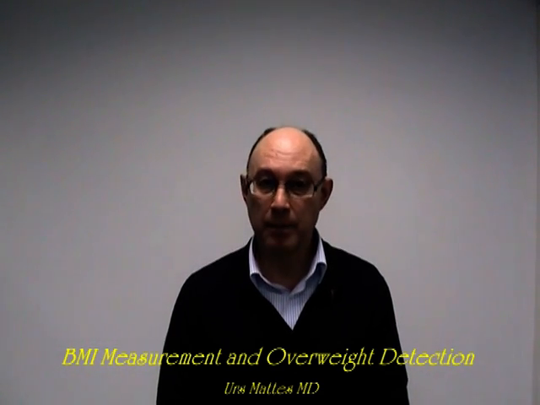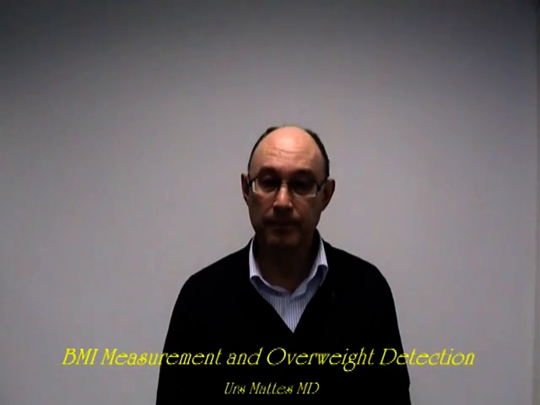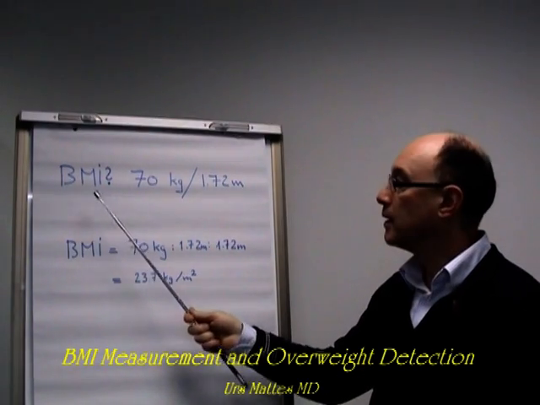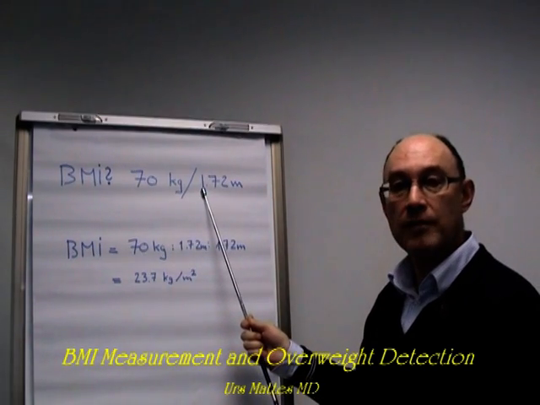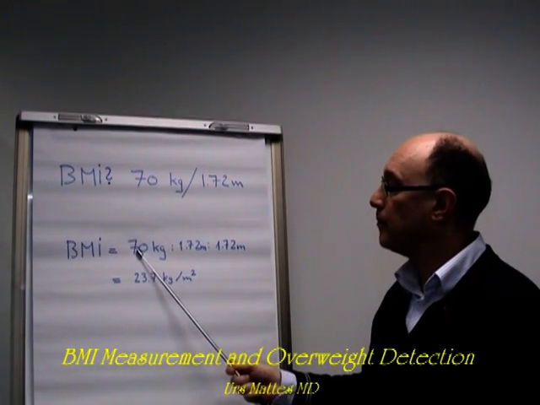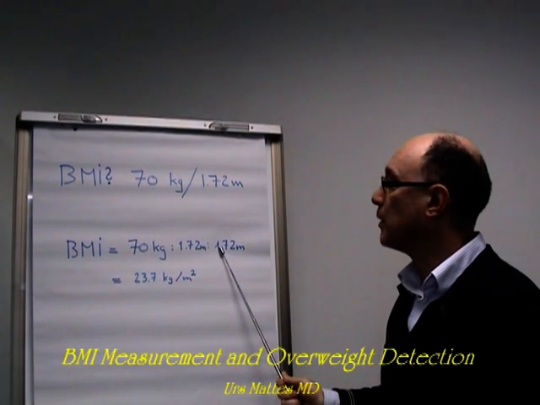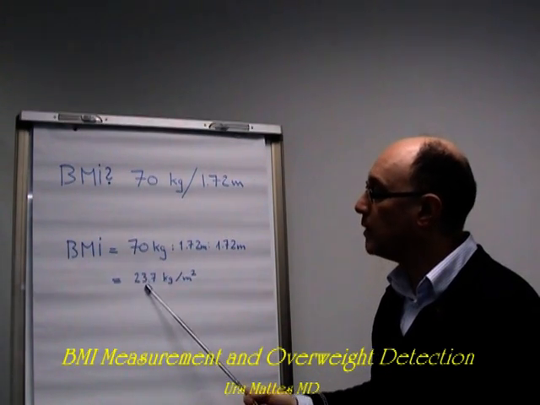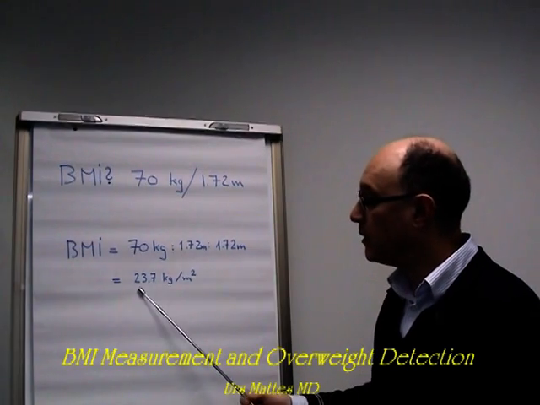Let us present one example. First, you need a weight scale and a ruler to calculate your BMI. Our task is to measure the BMI value. The person is 70 kg heavy and has a height of 1.72 meters. So what is the BMI? You divide 70 kg by 1.72 meters one time and another time divided by 1.72 meters. The result, if you take a calculator, is 23.7 kg per square meter. So your BMI is 23.7.